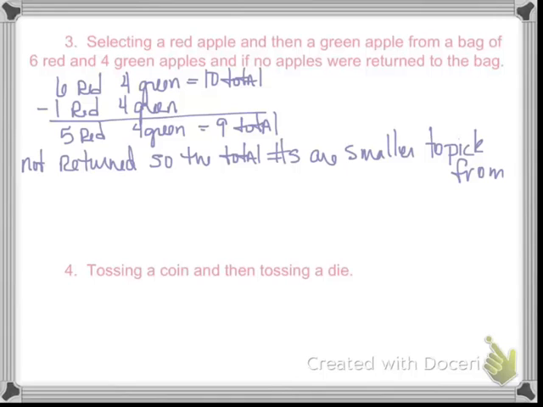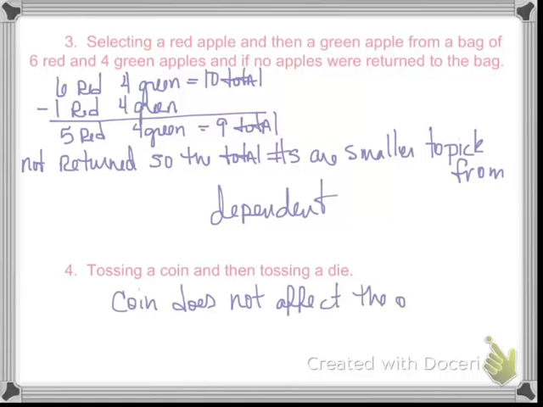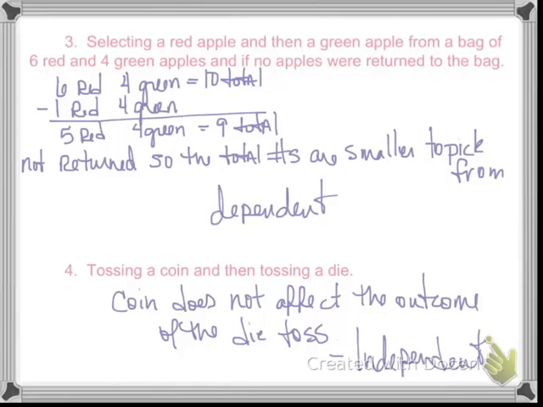Whereas in example 2, the probability was always the same for drawing a red apple. So since this one changes, the total number is decreasing each time, this statement is dependent. Alright, and example 4 states tossing a coin and then tossing a die. Getting heads or tails on a coin does not affect what number you get when you roll your die. So since that doesn't affect the other one, this is independent.